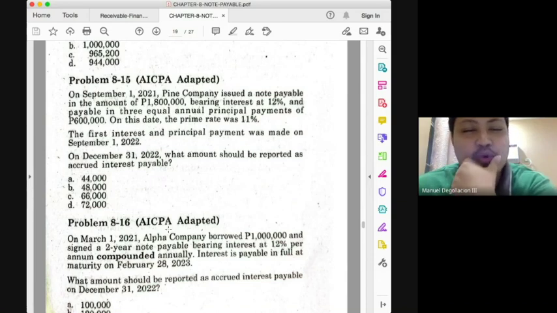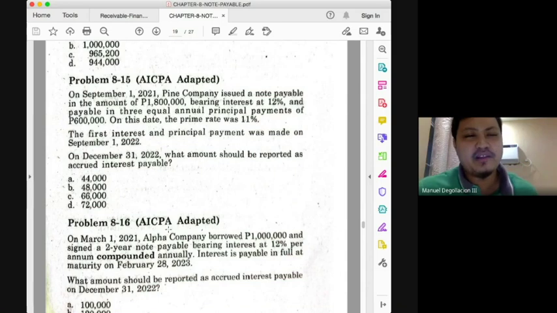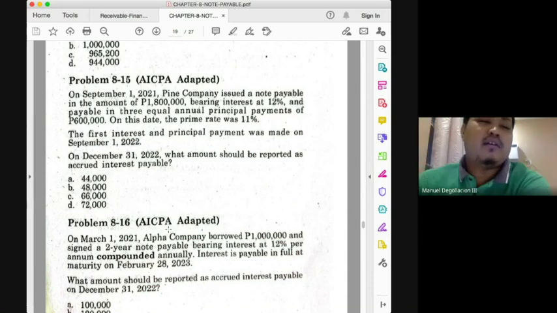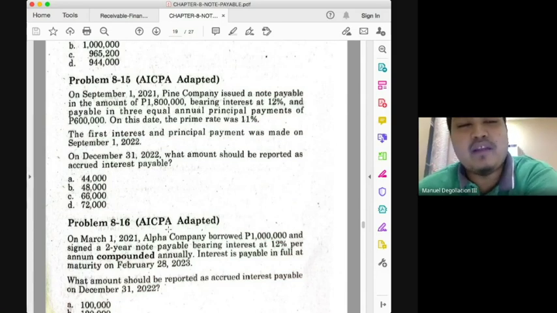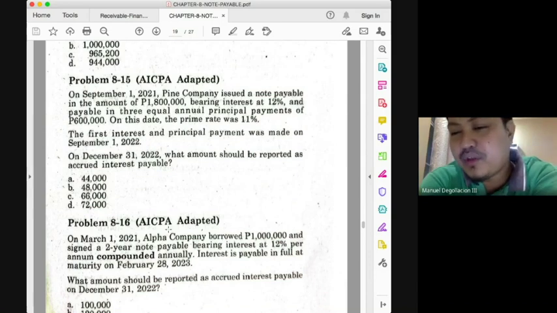Now the question is, why is the 72,000 still considered an accrued interest payable as of December 31, 2021? It's because the payment will only happen September 1 next year. If you were asked how much was the accrued interest payable on September 1, then your answer would have been zero because at that point, whatever interest was earned by the creditor that has already accrued would have already been paid. Now, why is the accrued interest payable for December 31, 2022 not 72,000 also?